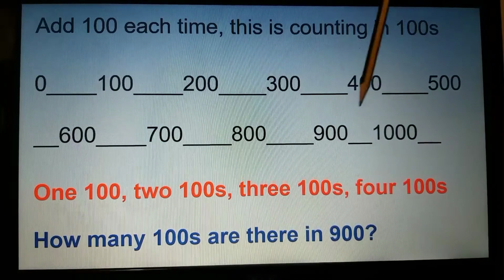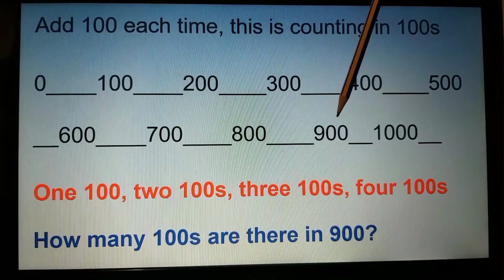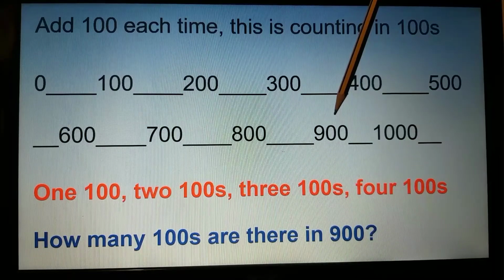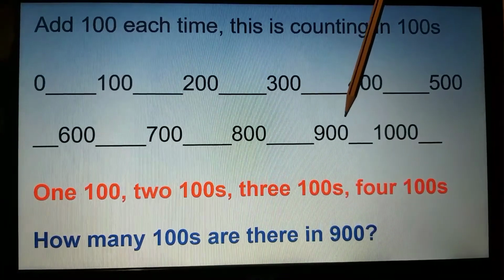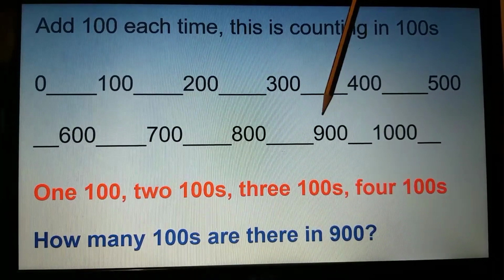Now you can tell me how many hundreds are there in this number, 900. So there are 9 hundreds in this number. It's a three-digit number, 9 hundreds.